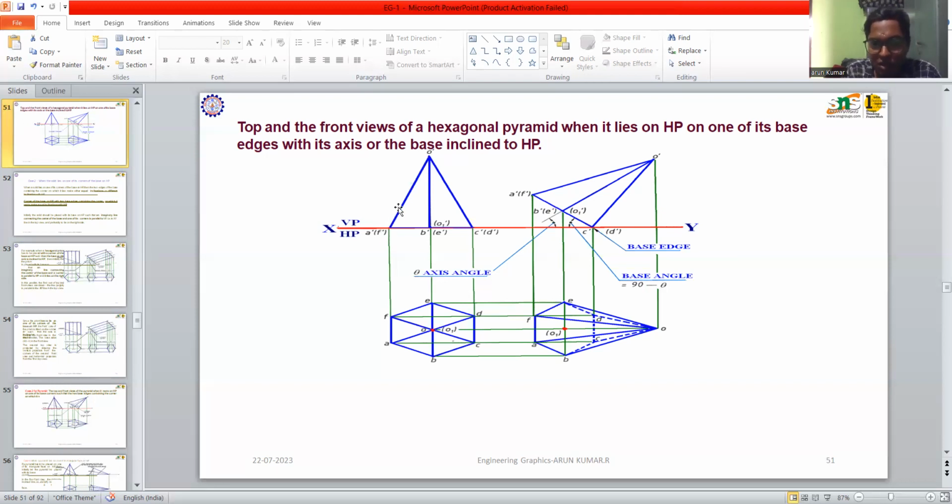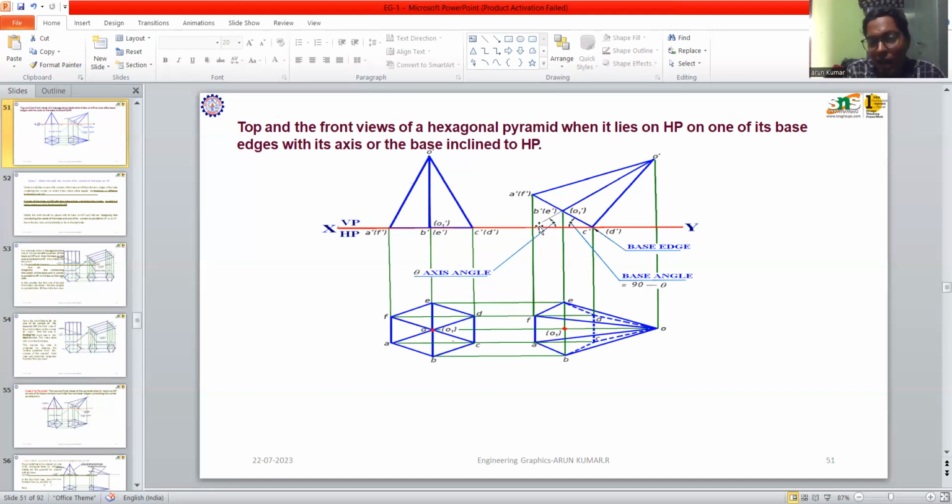Okay, after joining all the lines at the corner, that is called the vertex. For example, A dash F dash is joined to the vertex O, B dash E dash is joined to the vertex O, and C dash D dash is joined to the vertex O. According to the given condition, the axis is inclined to HP. What is the angle given? The axis only is tilted. Here the axis is O to B dash E dash, that is the axis of the solid. That axis can be tilted at a particular angle. For example, I take 45. So 45 is the tilted view of the solid.